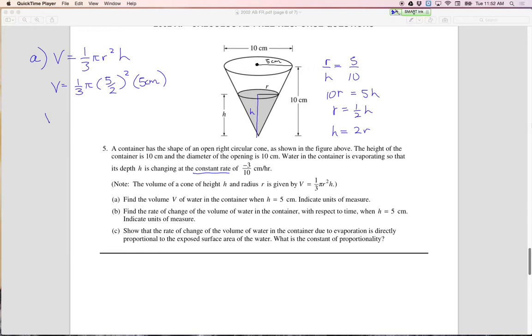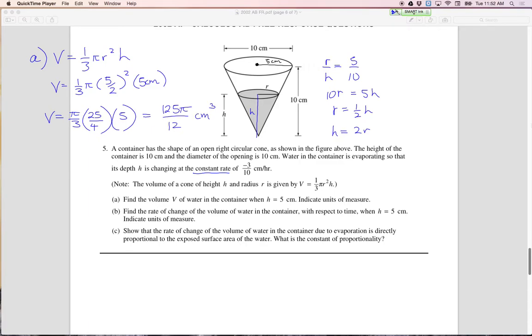Okay, so what we're going to get then is pi over 3 times 5/2. You just square the numerator and denominator, which would be what? 25/4. See how much easier it is to work with fractions. Times 5. So what I end up with is 125 pi over 12, and the units would be cubic centimeters.